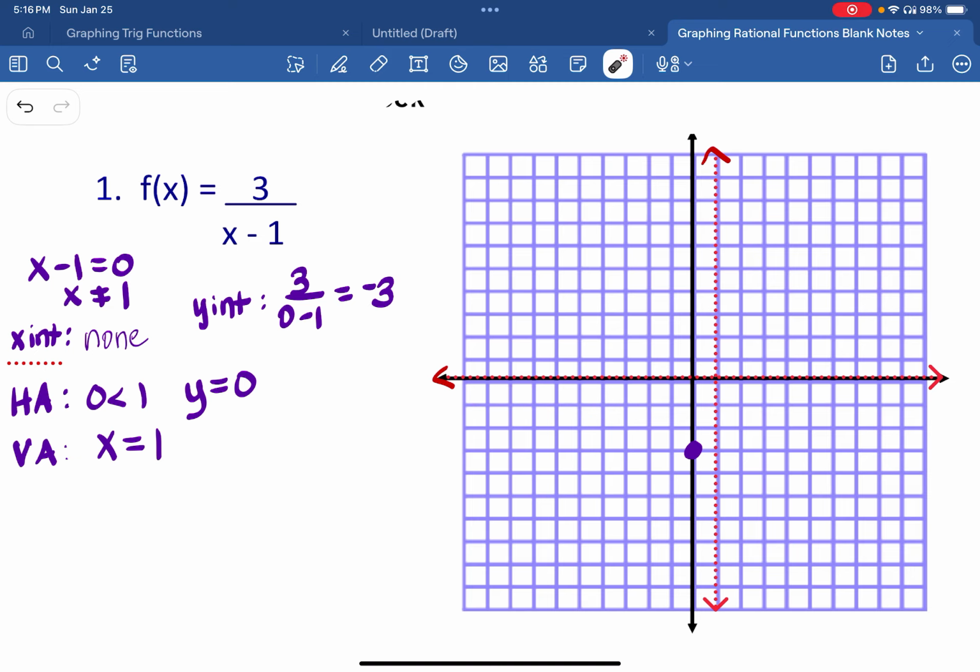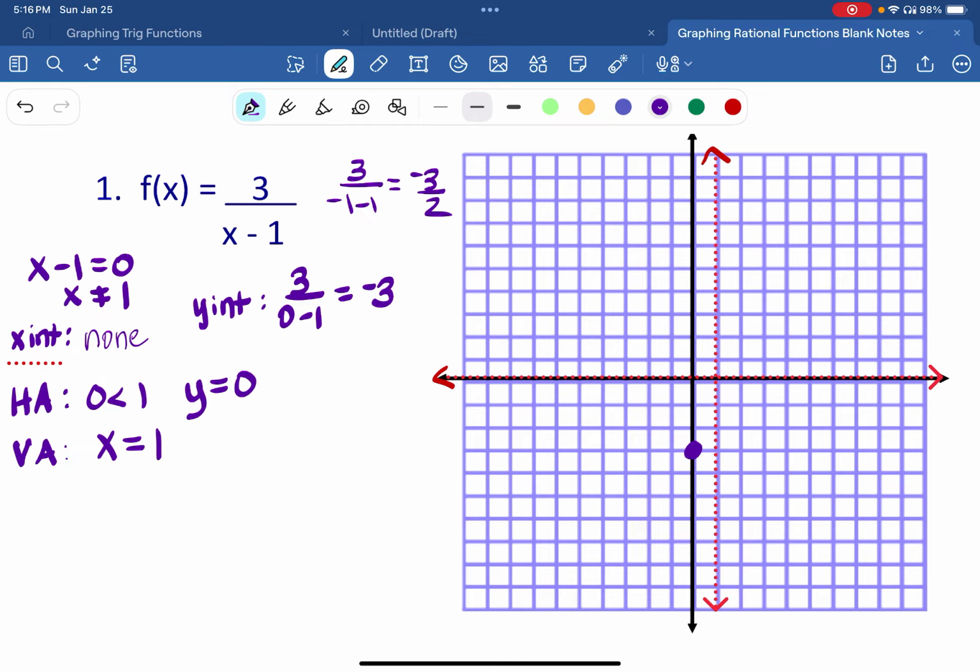It doesn't hurt to pick another point to plug in. If I decide to plug in -1 and figure out what the y value is at -1, I would say 3 over -1 minus 1, which would give me -3/2, which is -1.5. So if I go over to -1, I'm going to go down 1.5, which is right in here. Let me plot that point right there. You can kind of see the general shape. As long as you have a general shape, it's completely fine. It does help if we plug in one more point.